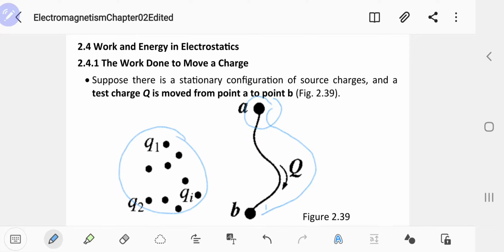What have we learned about electric field? Electric field is a conservative field. So whatever path you go through from A to B, it doesn't matter because it's path independent. So the question is, what is the work done when you move the charge from A to B? Let's take a look.